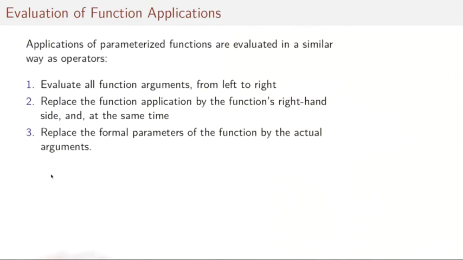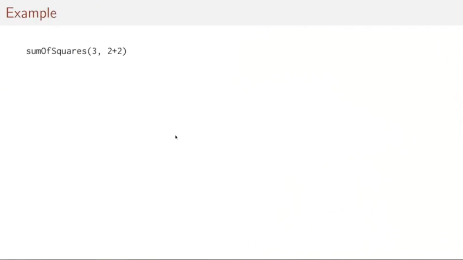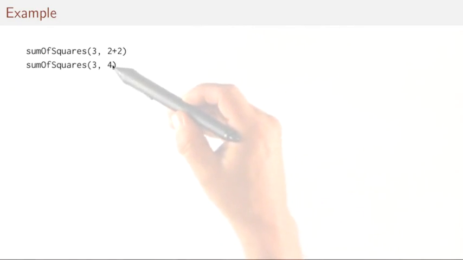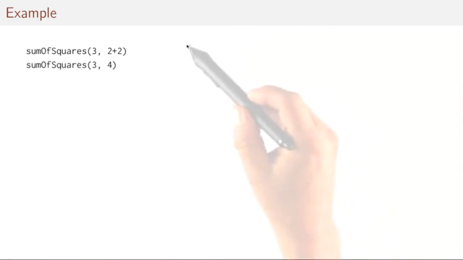Now, how are function applications evaluated? In fact, they are evaluated in a way that's very similar to operators. We first evaluate all function arguments going from left to right. We then replace the function application by the function's right-hand side. And at the same time, we replace the formal parameters of the function by the actual arguments. Let's see how this works in an example. We start with sumOfSquares of 3 and 2 plus 2. The 2 plus 2 gets rewritten to a value 4, and we have sumOfSquares 3, 4.